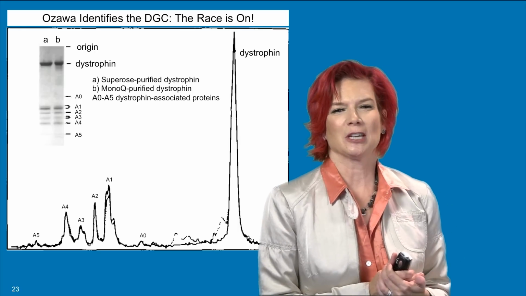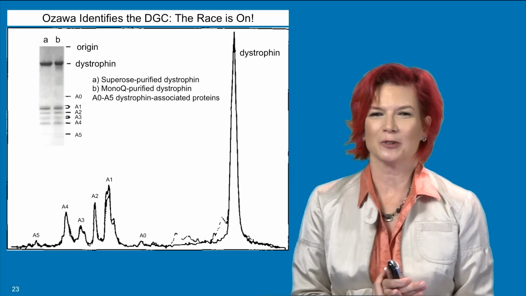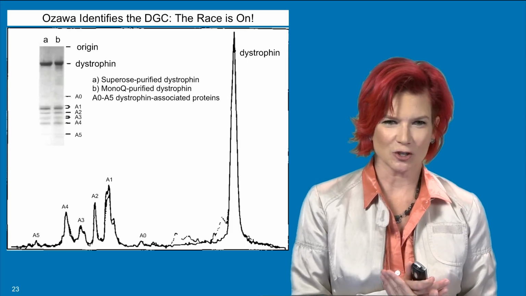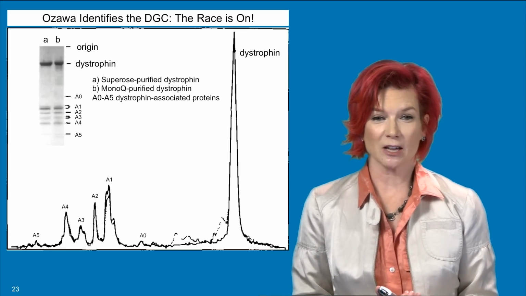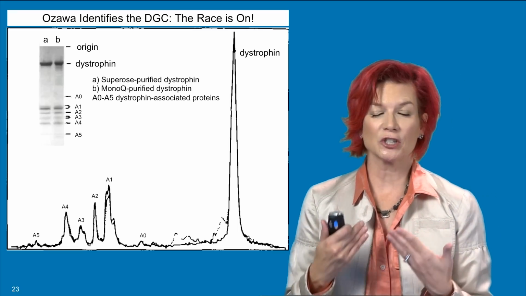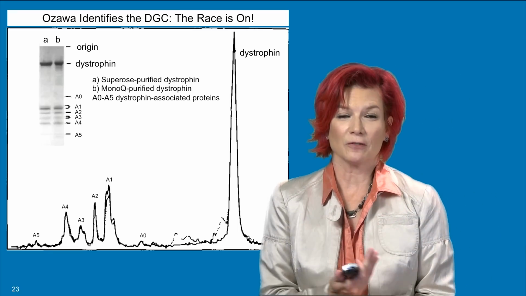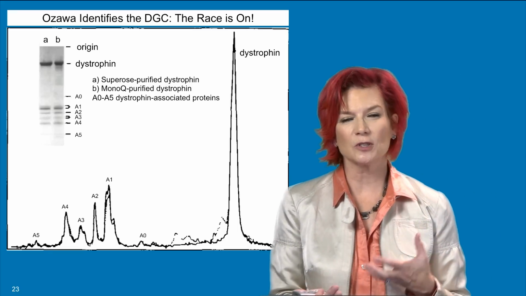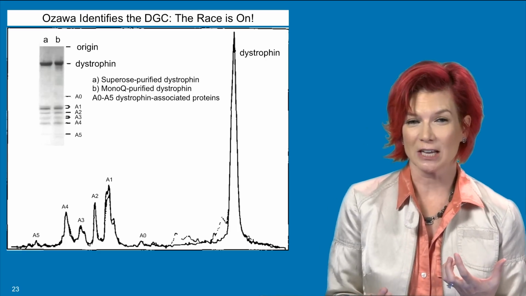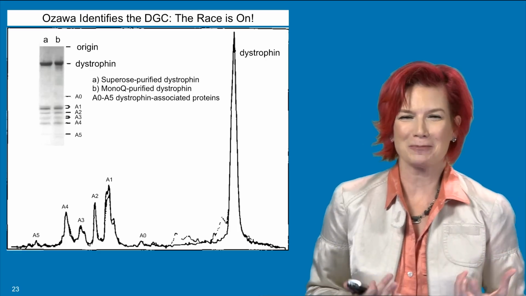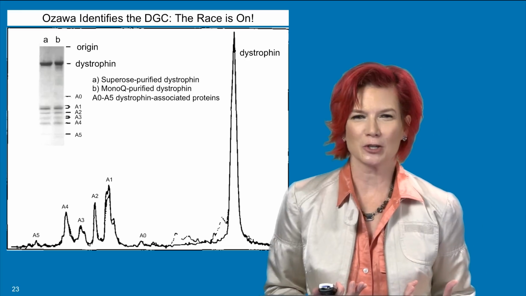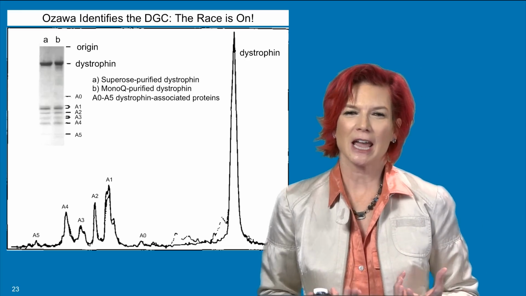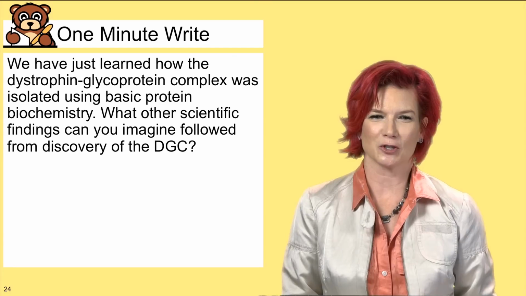So Dr. Campbell's group was not the only group that was interested in purifying dystrophin and its associated proteins. Dr. Ozawa in Japan was also diligently producing purified dystrophin-glycoprotein complex using a somewhat similar methodology. And there was some competition, friendly competition at the time, as these two scientists investigated the dystrophin-glycoprotein complex and the proteins that are associated with dystrophin.